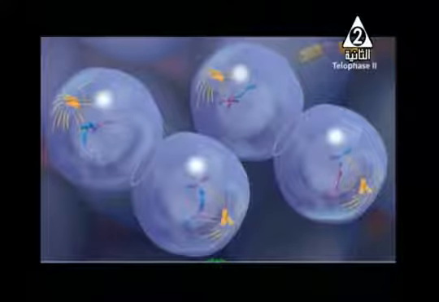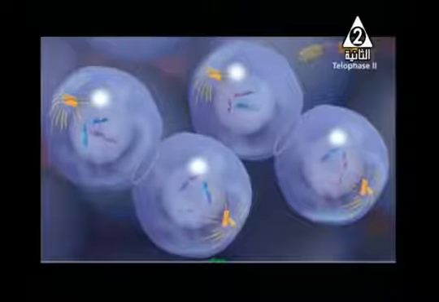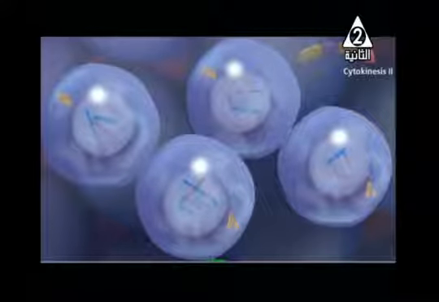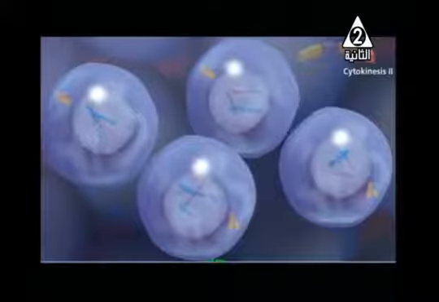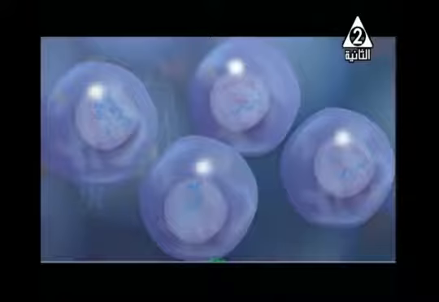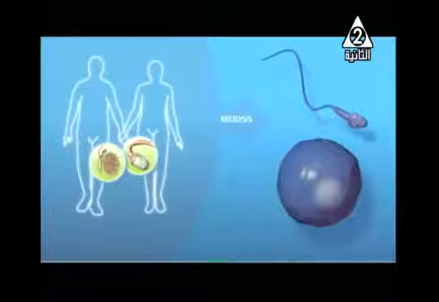Then the cell transfers to telophase 2, forming two identical cells to those produced from the first meiotic division. So the result of the meiotic division is that 4 cells are produced and each of them contains half the number of chromosomes in the parent cell, which are called gametes.